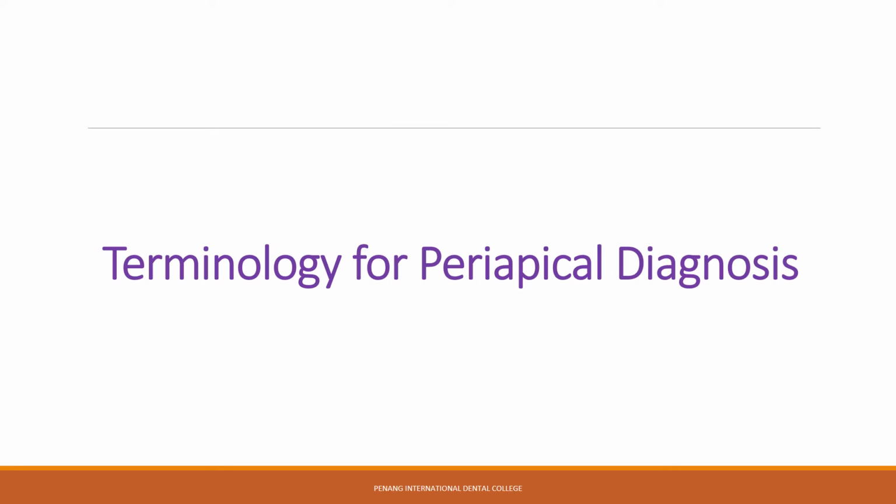Okay. Now let's look at various terms used for periapical diagnosis. As I said, each tooth should be described in two words for endodontic diagnosis. One is to describe the pulpal health, and the second word to describe the periapical health. So now let's look at the terminology used to describe the periapical health.